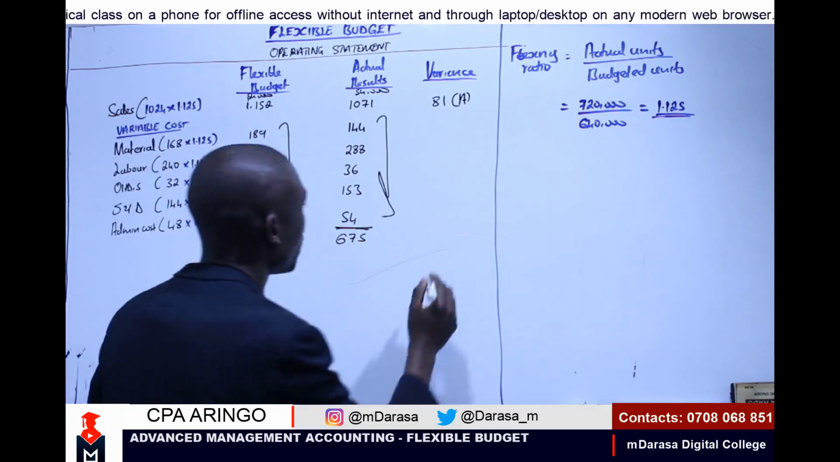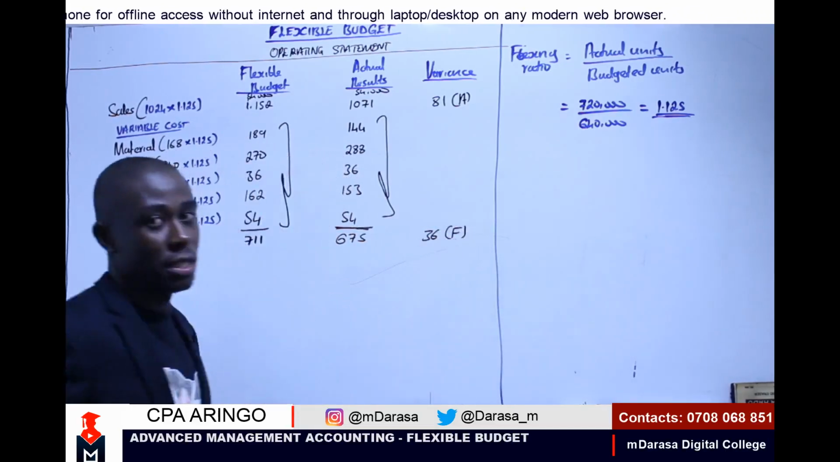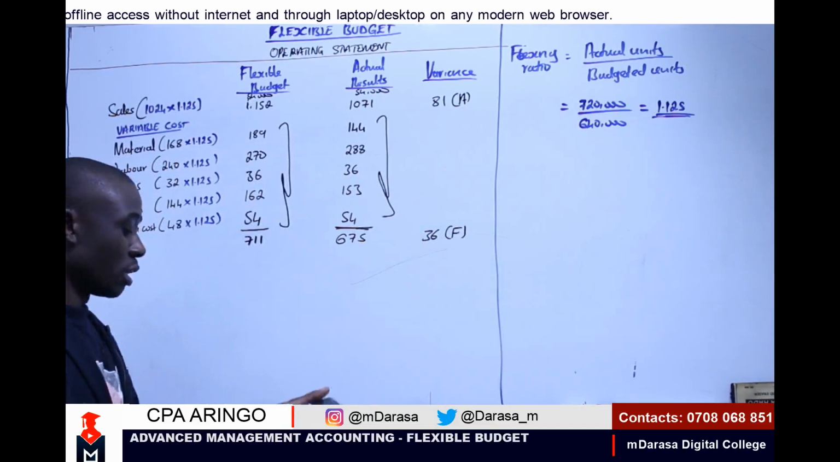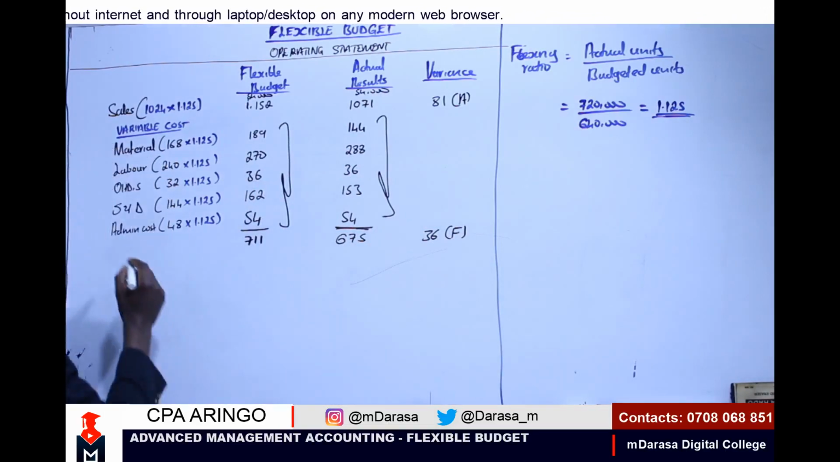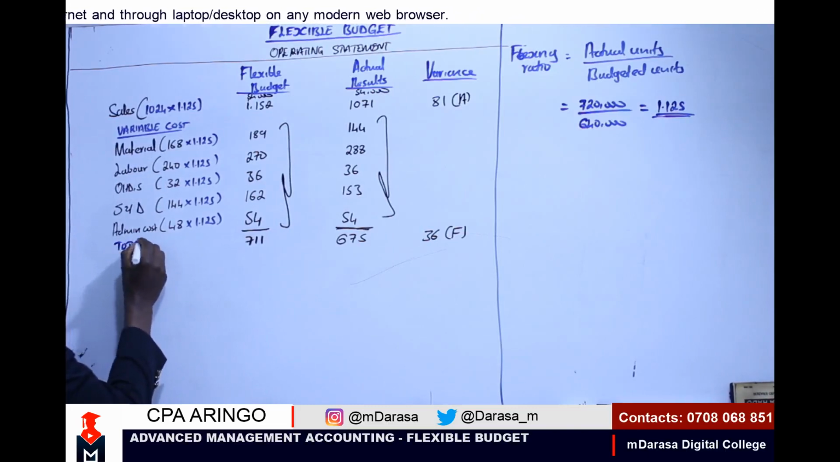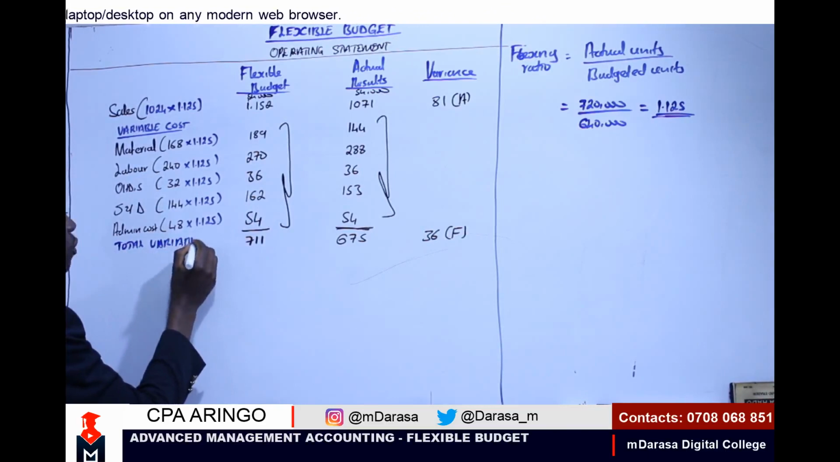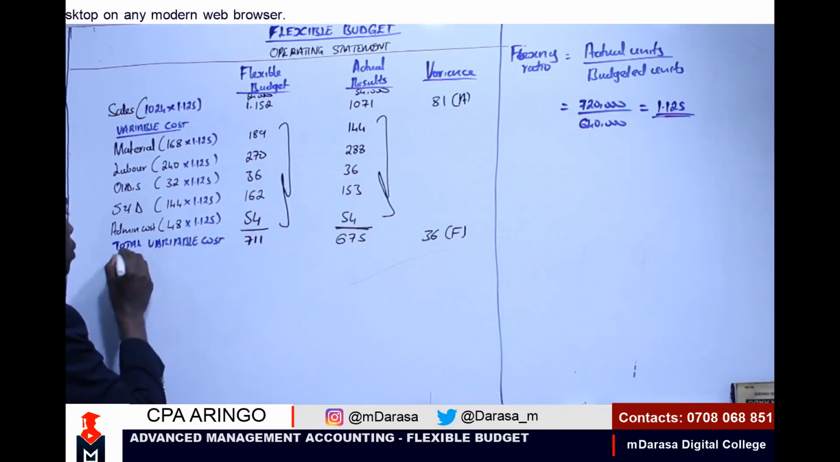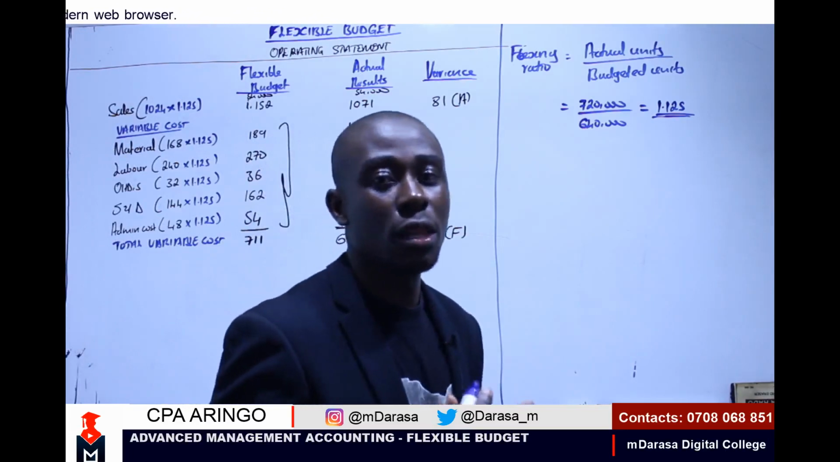So I should be having 36, which is a favorable variance at that point. That is in relation to total variable cost. So therefore, after we do have that case, we can now determine the fixed cost.